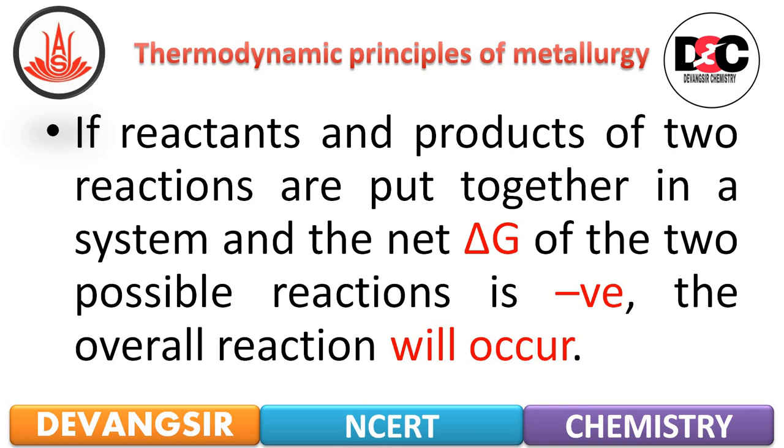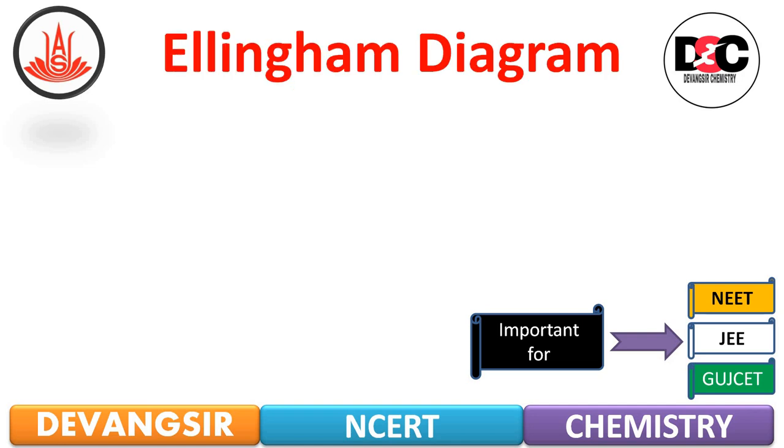Now if the reactants and products of two reactions are put together in a system and the net delta G, that is, the total Gibbs energy of the two possible reactions, is negative, the overall reaction will take place. I explained the same thing in the previous slide. If delta G is negative, then only the reaction will take place by itself.